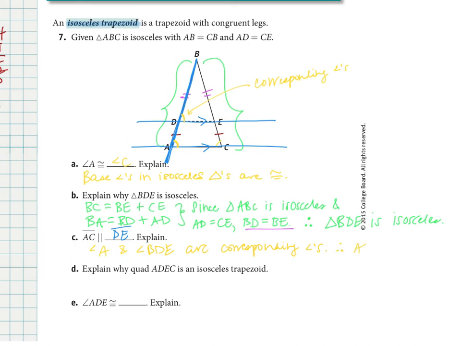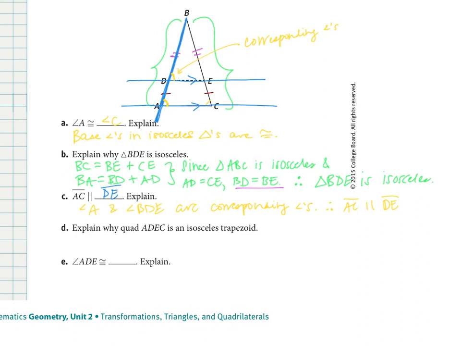Therefore, AC is parallel to DE. Let's go ahead and look at part D. We're almost done. This is our last problem. Part D says, explain why quad ADEC, so this bottom quadrilateral, is an isosceles trapezoid.